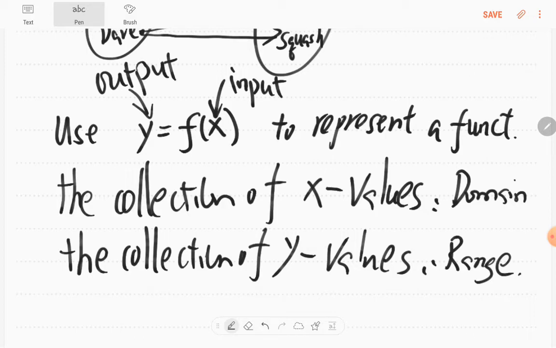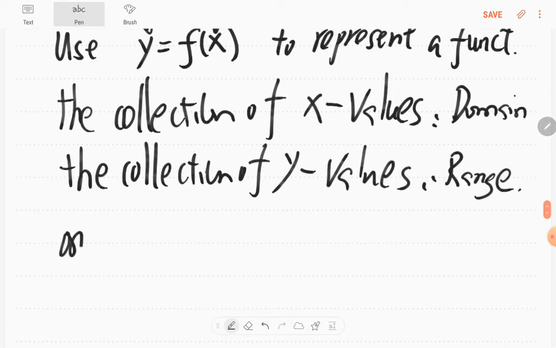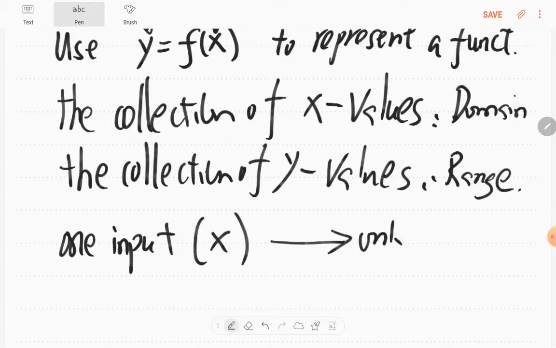Okay. So now let's look at this: if you have one input corresponding to only one output, then this is called a function. One input, or one x, corresponds to only one output or y value, then we say this is a function.